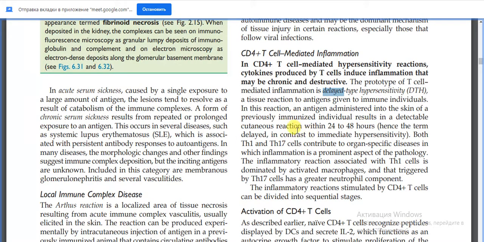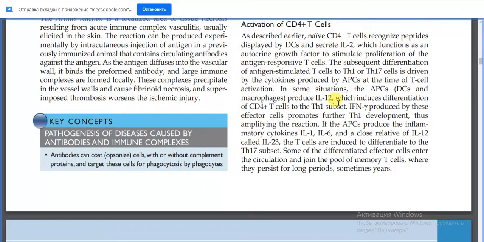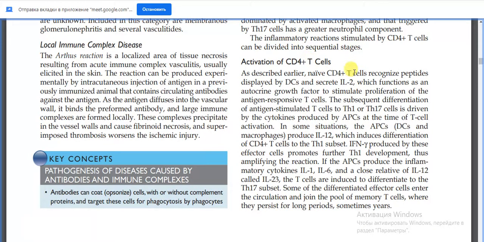So it's shown here in contrast to immediate hypersensitivity. Both Th1 and Th17 cells, we discussed them before, but no need to remember them. They're involved in this immunity reaction. Okay, let's talk about how activation of CD4 positive T cells happens.